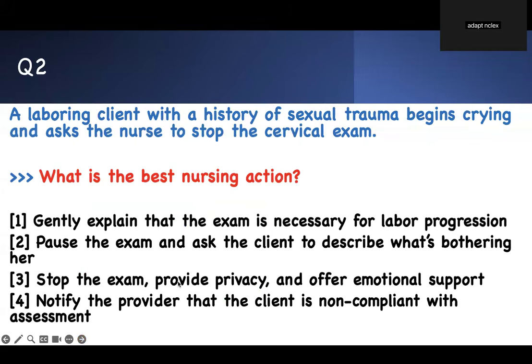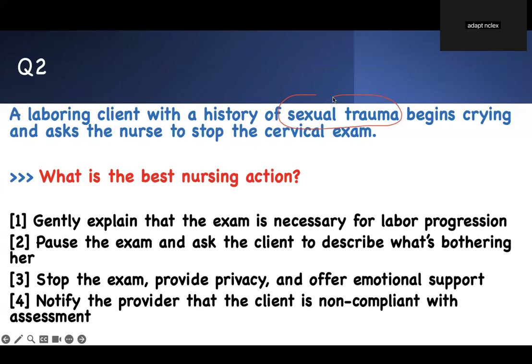Same thing. What is the best next action? A laboring client with a history of sexual trauma. There's a reason why it's there. The board wants you to focus on it. Begins crying and asks the nurse to stop the cervical exams, right? Patient is having exams. She said, stop it. What is the best next action in this situation?